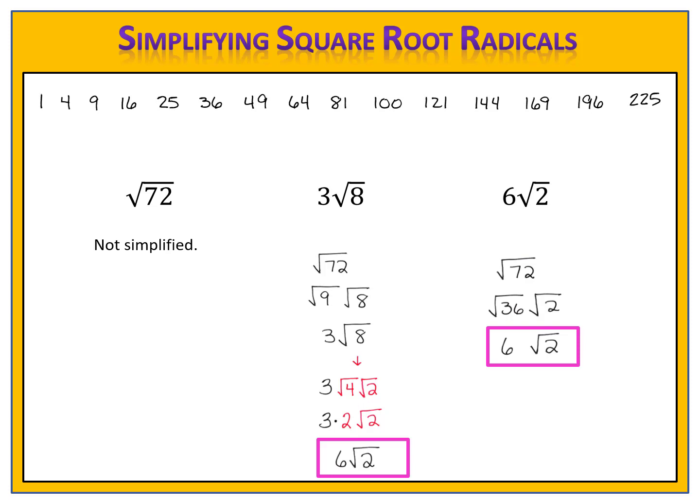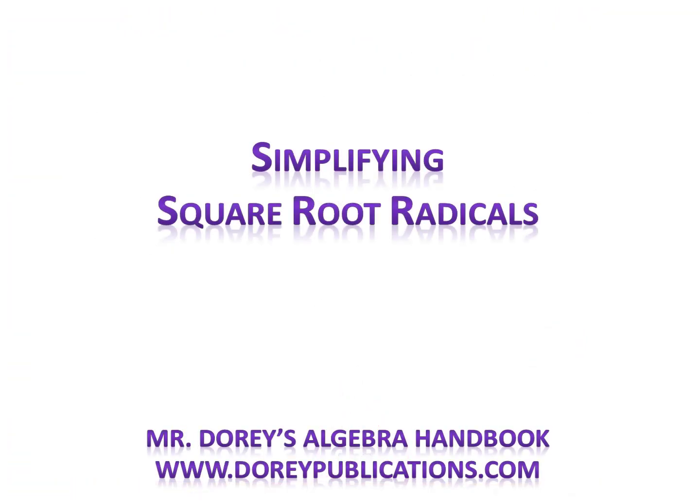The lesson to be learned here is this. If you want to do this with the least amount of work possible, it's always beneficial to find the largest perfect square that divides the radicand evenly. If you find any perfect square, as the student in the middle did, then you'll have to simplify again. You can do it in one step if you find the largest perfect square, as the student on the right-hand side did. Now you know everything you need to know in order to simplify square root radicals.